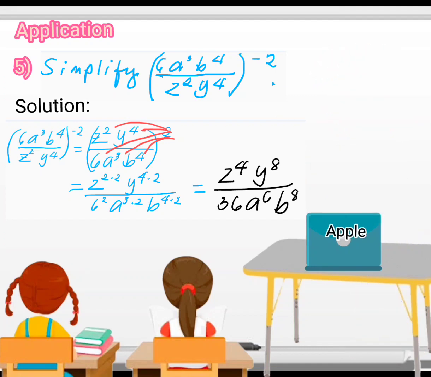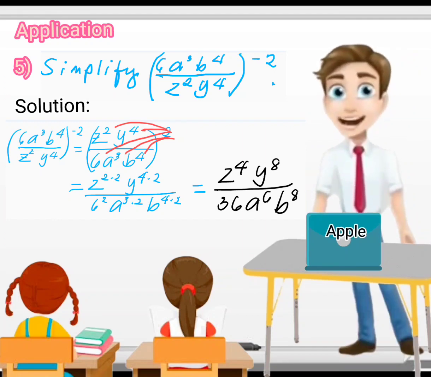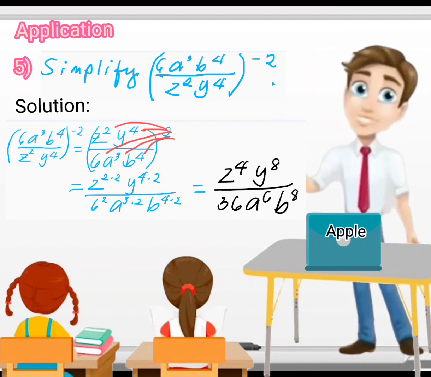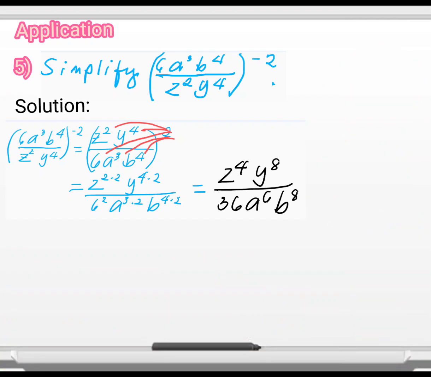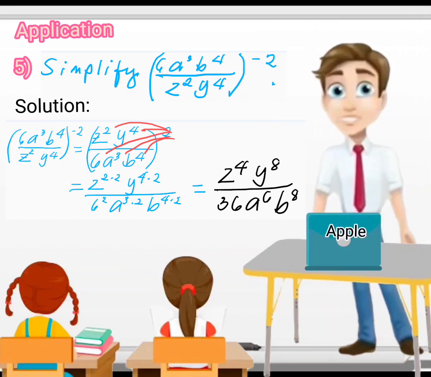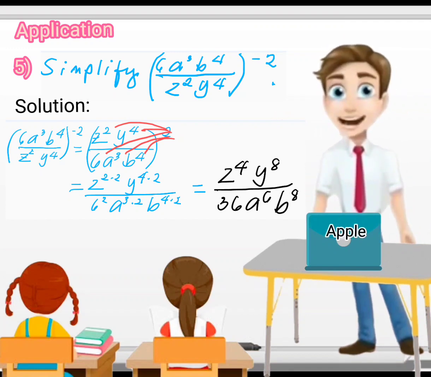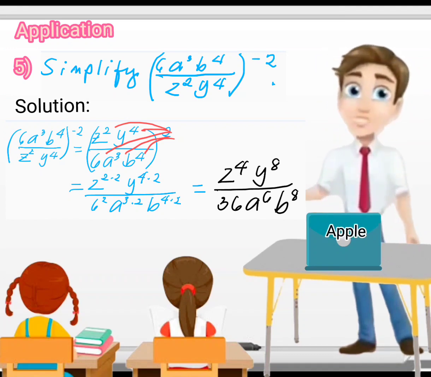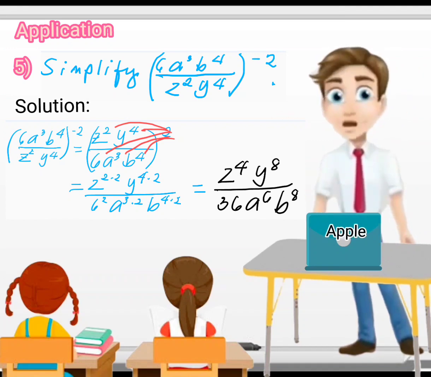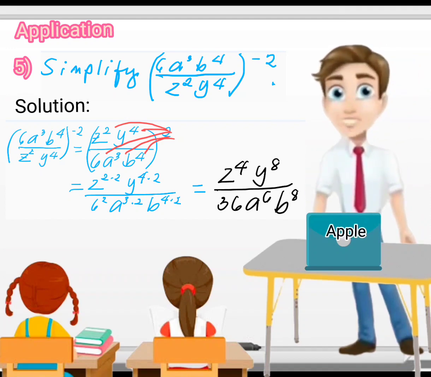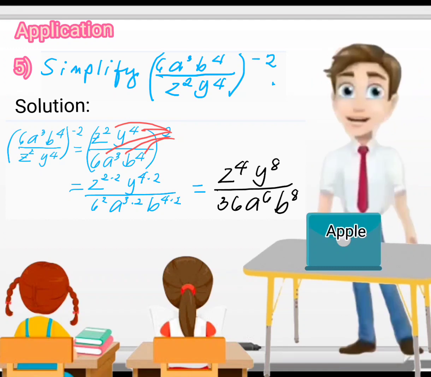And then after that, we're going to distribute by multiplying the outer exponent to each of the exponent in our bases. So that is z raised to 2 times 2. So it will become z raised to 4, and then y raised to 4 times 2. So it will become y raised to 8. And then 2 times 1, the exponent of 6. So it will become 6 raised to 2. And then 2 multiplied by the exponent of a, which is 3. So it will become 6. And 2 multiplied by the exponent of b, which is 4, so it will become 8.